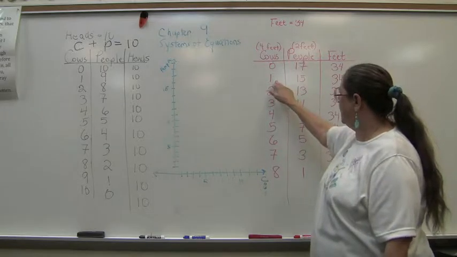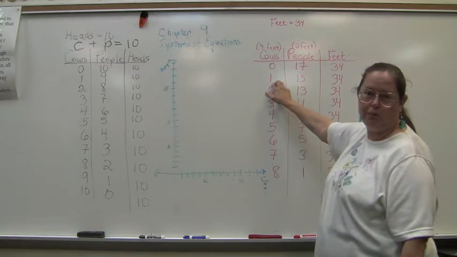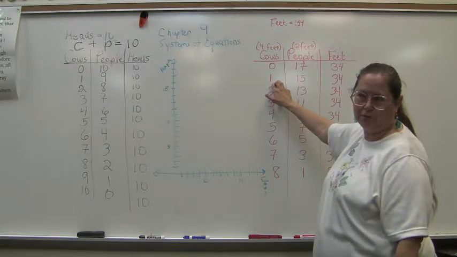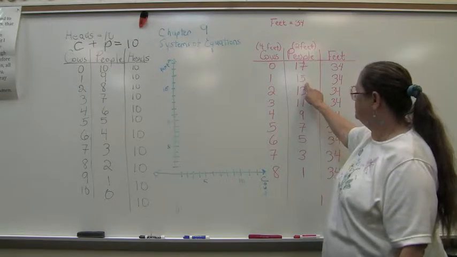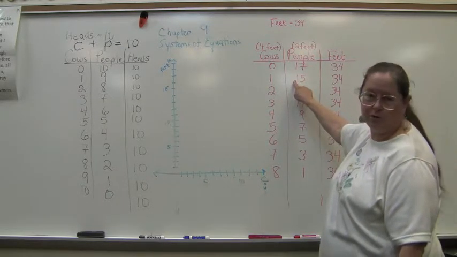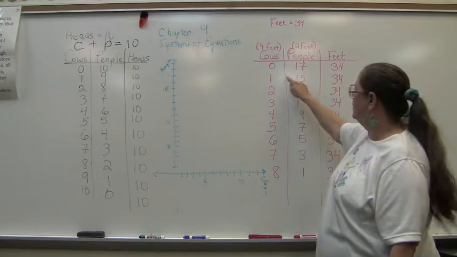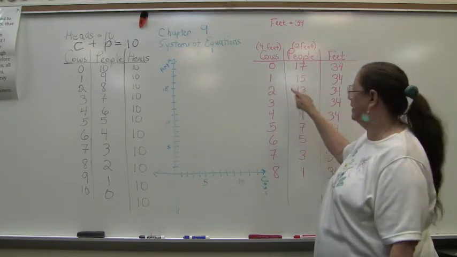What if we had one cow? Well, one cow kind of accounts for 2 people, right? The front and the back person. So we'd have 15 people. 2 times 15 would give us 30. And 1 times 4, 34 there.